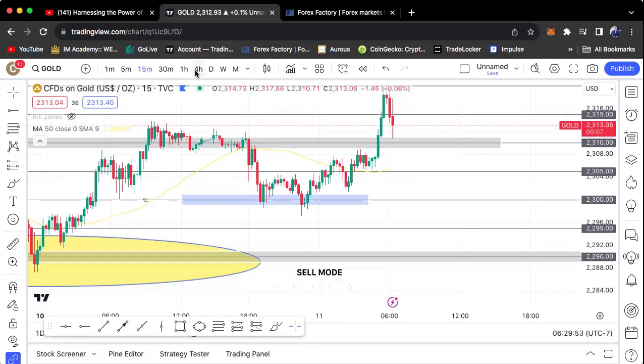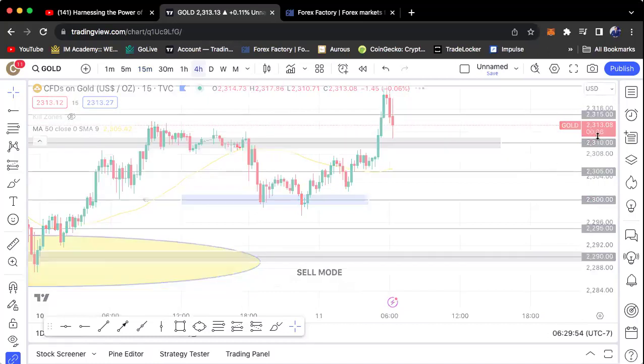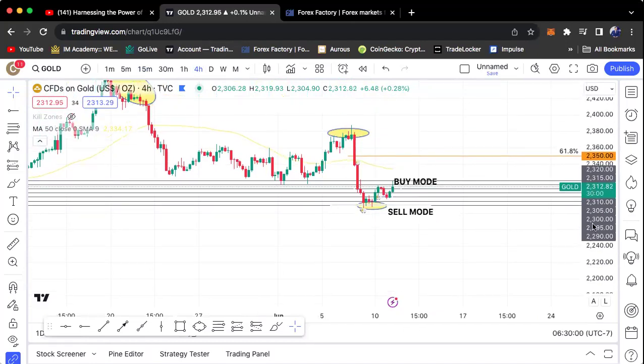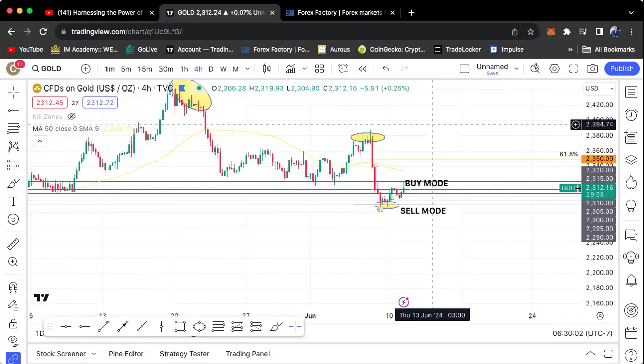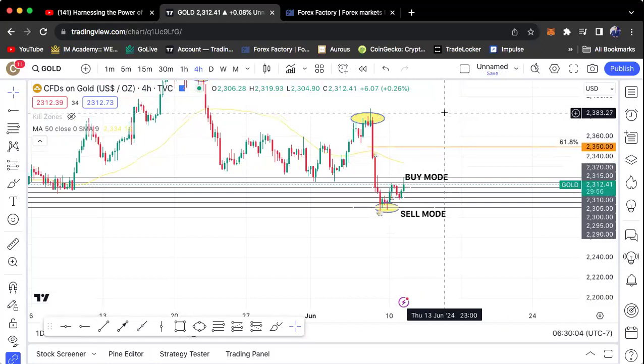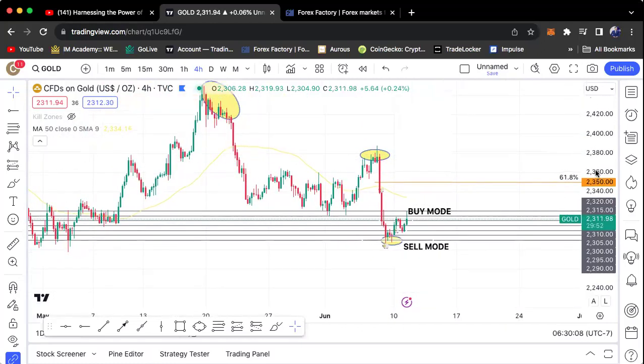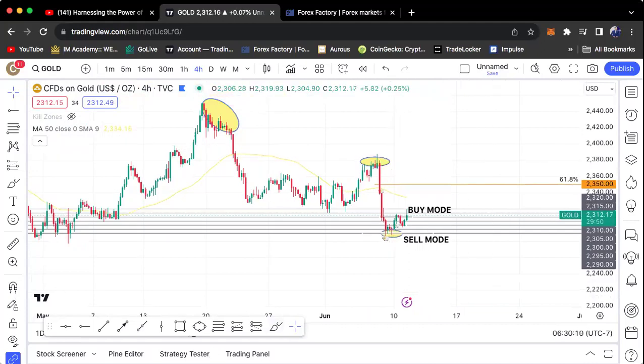Based off the 4 hour, do we see a downtrend or do we see an uptrend happening? Let me know in the chat. Do we see higher highs, higher lows, or lower lows, lower highs?